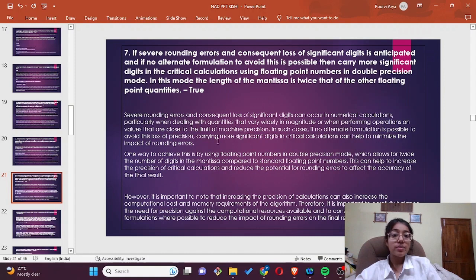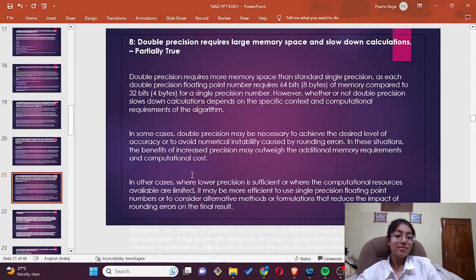One way to achieve this is by using floating point numbers in double precision mode, which allows for twice the number of digits in the mantissa compared to standard floating point. This can help to increase the precision of critical calculations and reduce the potential for rounding errors that affect the accuracy of the final result. It is important to note that increasing the precision of calculation can also increase the computational cost and memory requirements for the algorithm. Therefore, it is important to carefully balance the need for precision against the computational resources.